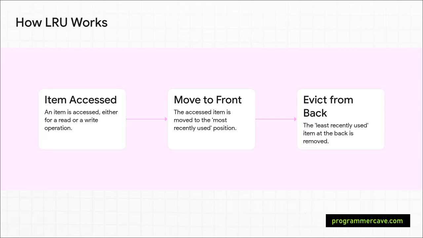For you Go developers out there, the classic way to build this is with a hash map for those blazing fast O(1) lookups paired with the container/list package, which gives you an efficient doubly linked list. That combo is key to avoiding slow operations.